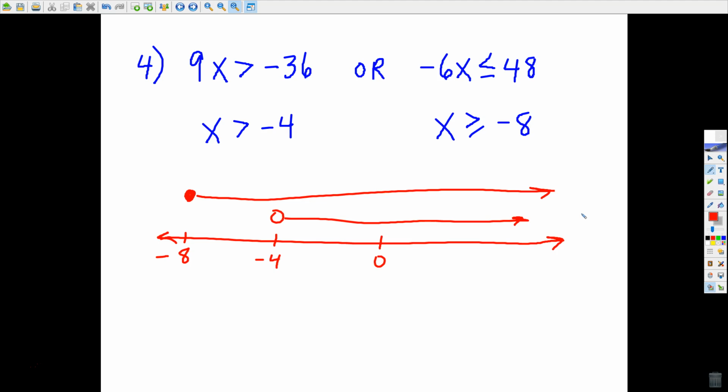Yeah, what if we just said all the numbers bigger than negative 8, including negative 8? Would that capture these as well? Wouldn't it? So why say both of these? Why not just say the one that will really take in the other? And that's a better way, a more succinct way of showing the solution.